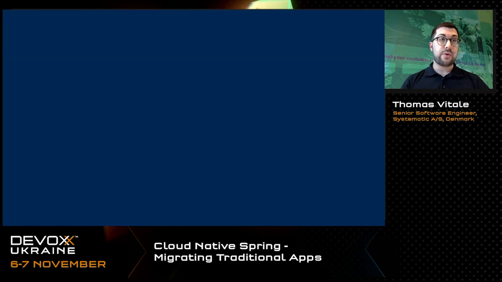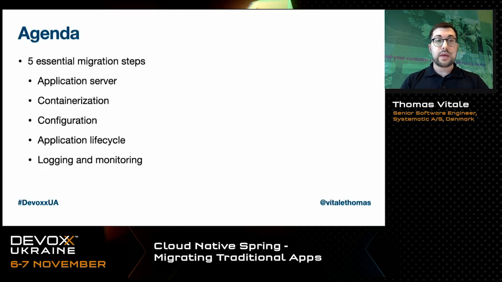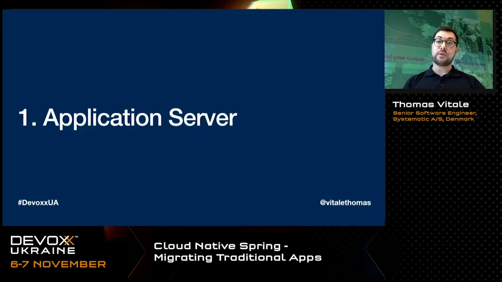So I assume that you decided for your company or your team to go to the cloud, and you have some existing applications that you would like to migrate to be cloud native, so to take advantage of all the nice features that we have in the cloud. In this presentation, I'm gonna go through five essential migration steps. I'm gonna talk about application servers, containerization, configuration, application lifecycle, and logging and monitoring. Without further ado, let's start right away with application servers.